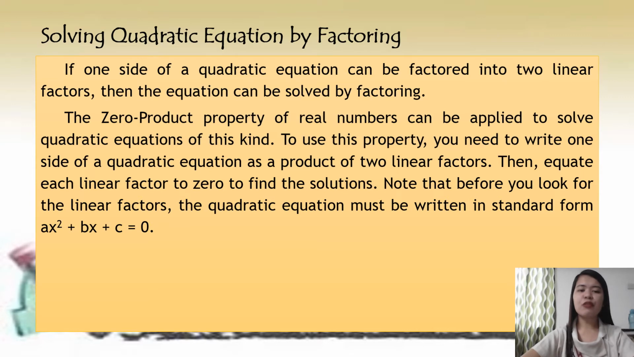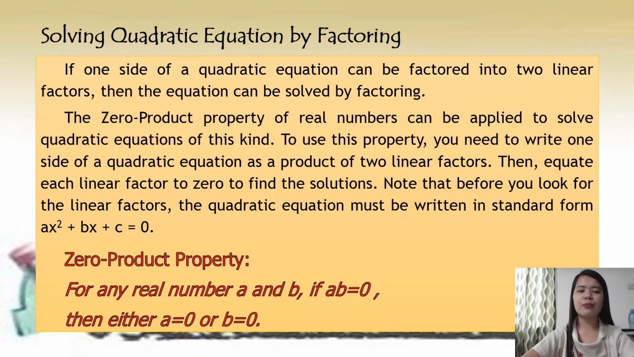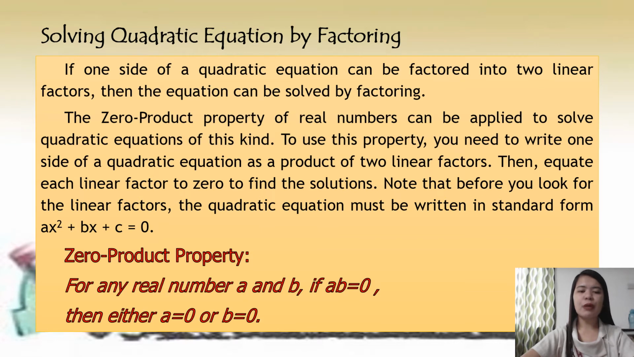Note that before you look for the linear factors, the quadratic equation must be written in standard form ax squared plus bx plus c is equal to 0. The zero product property is for any real number a and b. If a times b is equal to 0, then either a is equal to 0 or b is equal to 0.